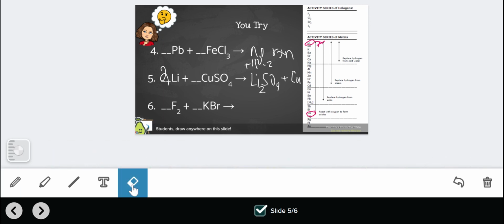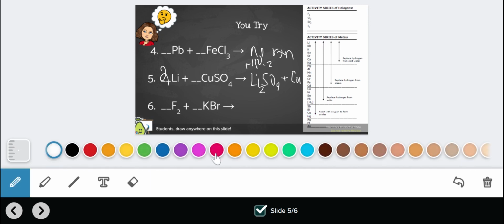All right, number 6, we have to use our activity series for our halogens since fluorine is a halogen. And so we would look up fluorine and then bromine, and we see that fluorine is indeed higher than bromine, and so this reaction will work. So fluorine is going to replace bromine, which means it will combine with potassium and then leave bromine on its own.